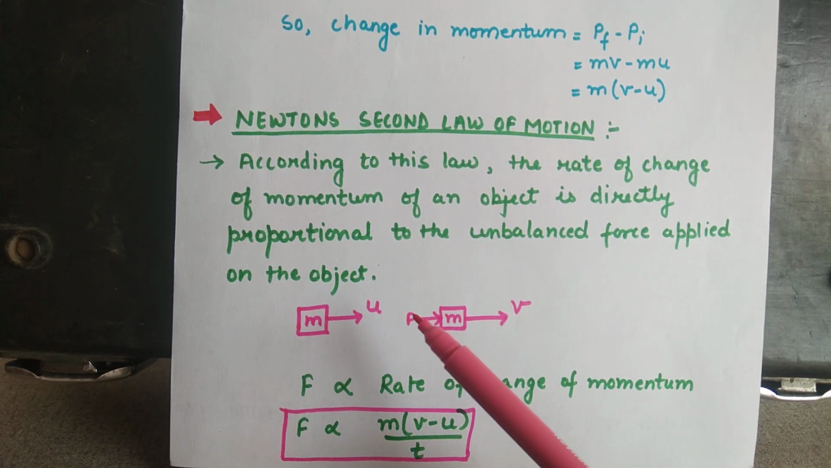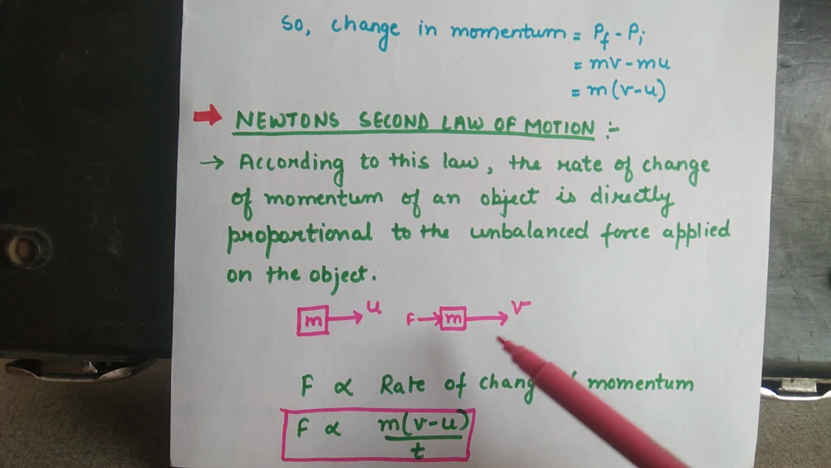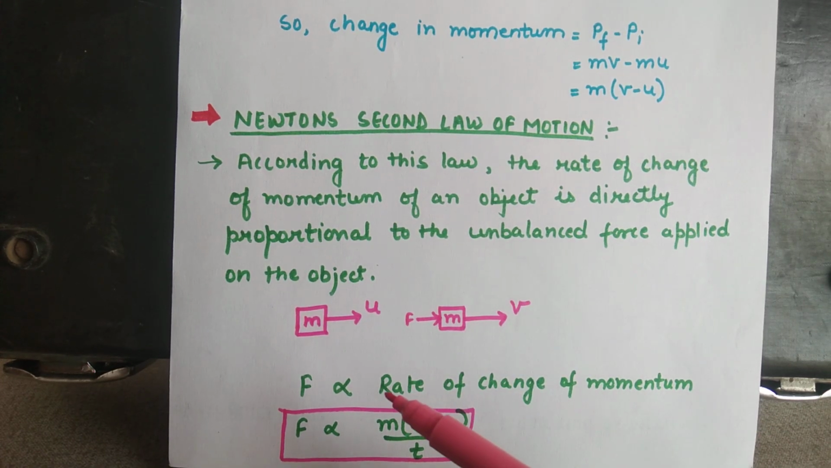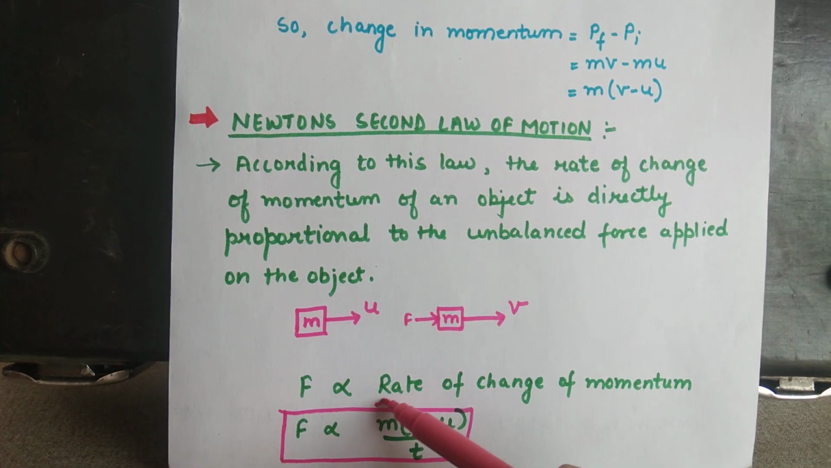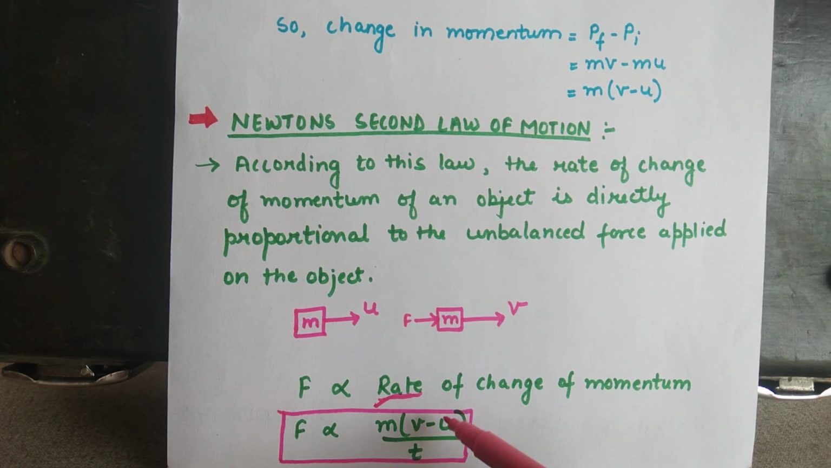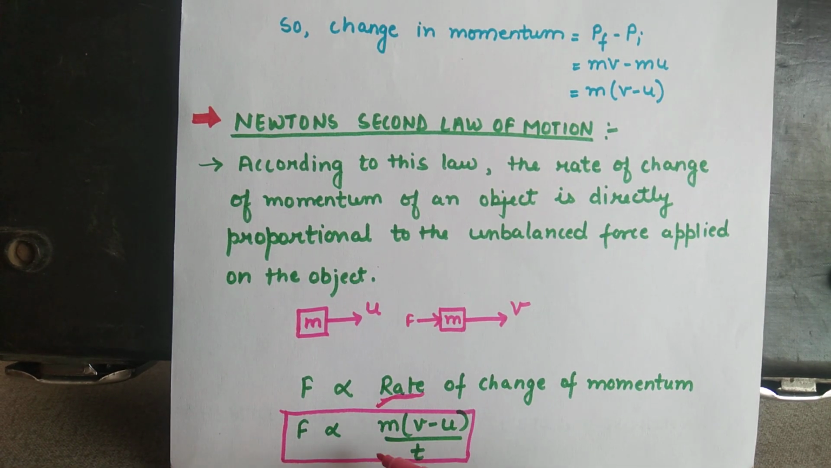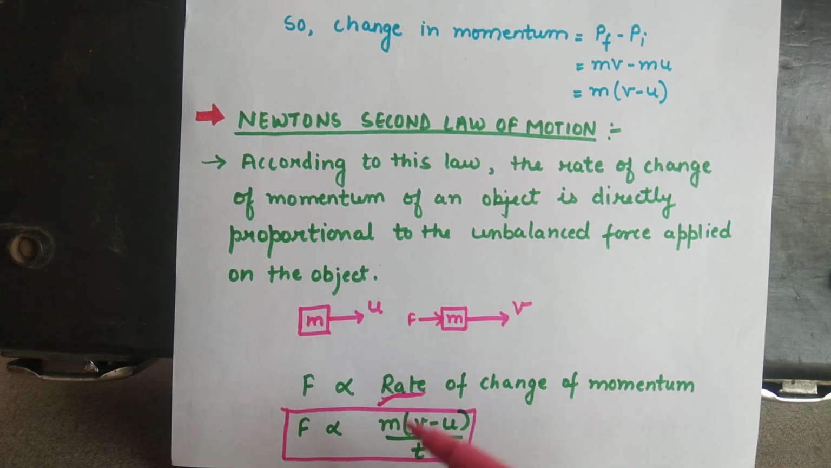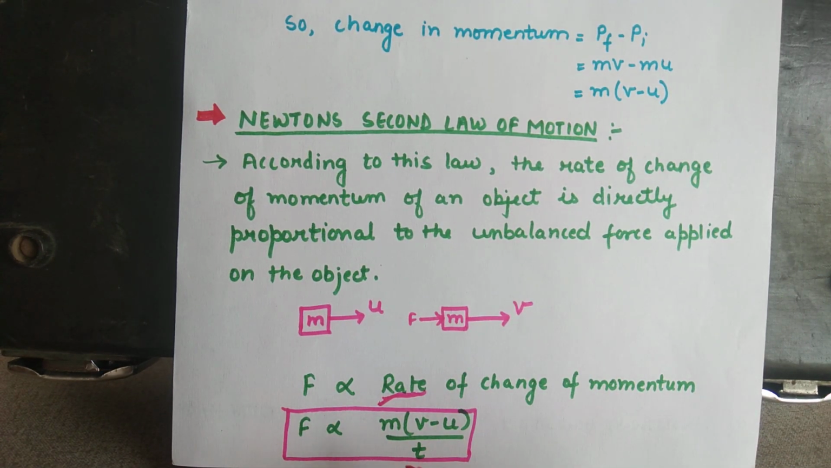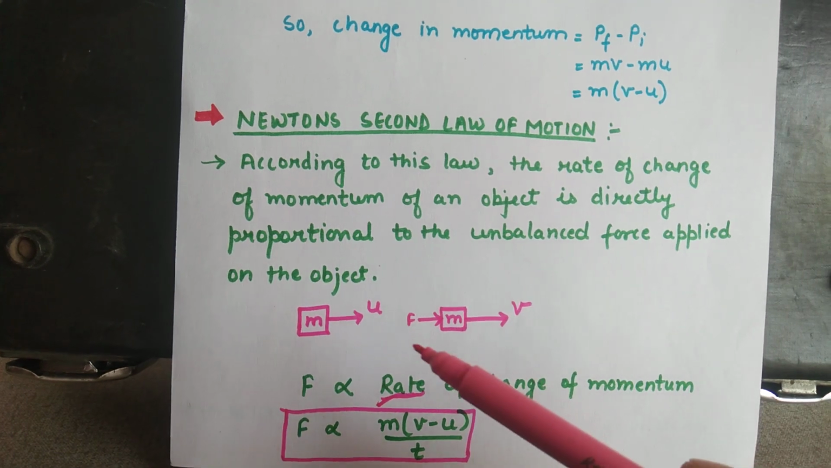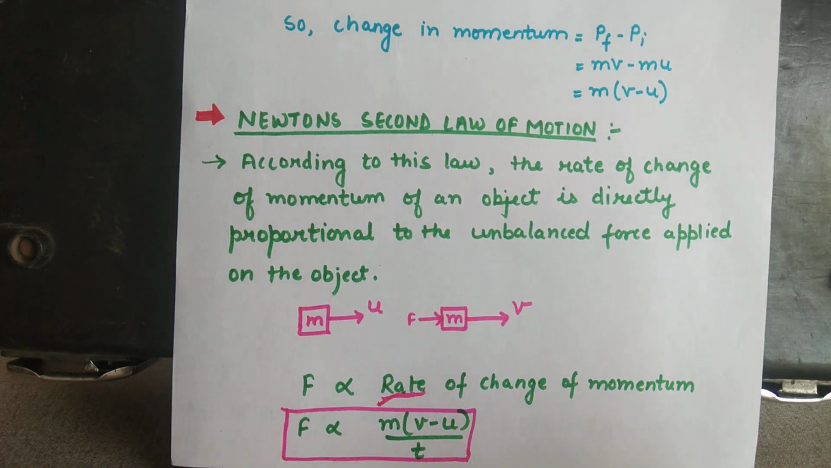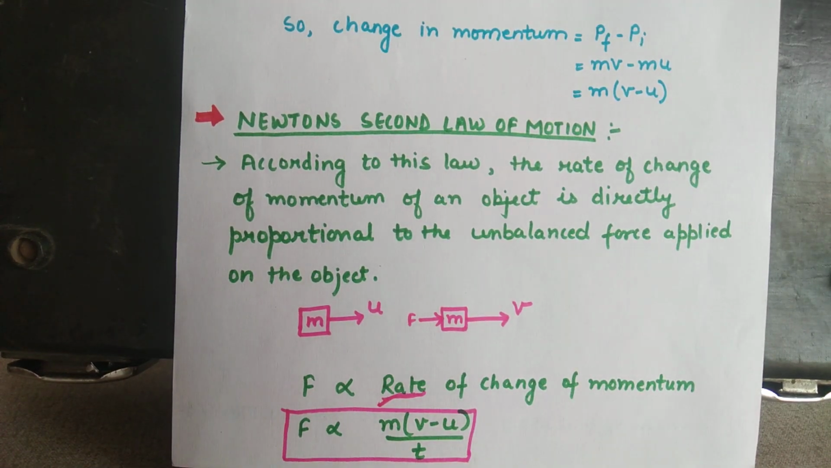So the force which is responsible for the change in momentum is directly proportional to the rate of change of momentum. Here the word rate means the change in momentum in a particular time t. So this force is responsible for the change in momentum in the given time, meaning for the time for which the force is applied, the change in momentum will be there. So this is Newton's second law of motion.